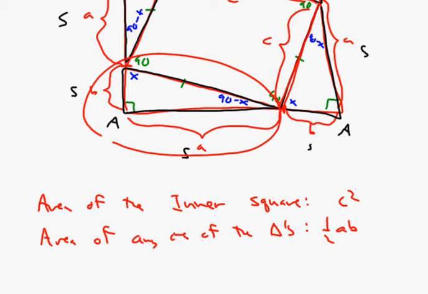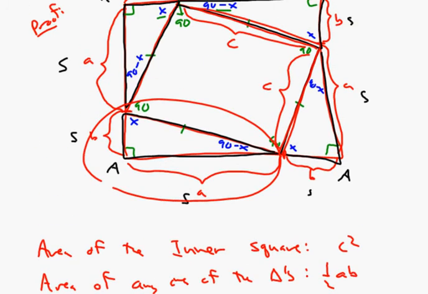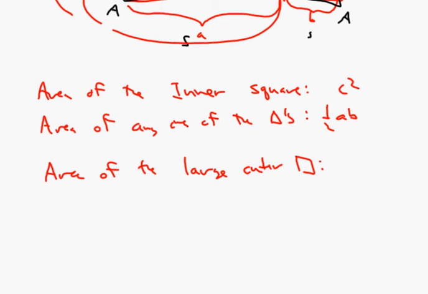And then lastly, I think you can come up with an expression for the area of the large outer square. Let's think about that for a minute. Take a look at the picture. So if we look, the length of the whole side of this square is A plus B. So that means this expression has to be A plus B squared.